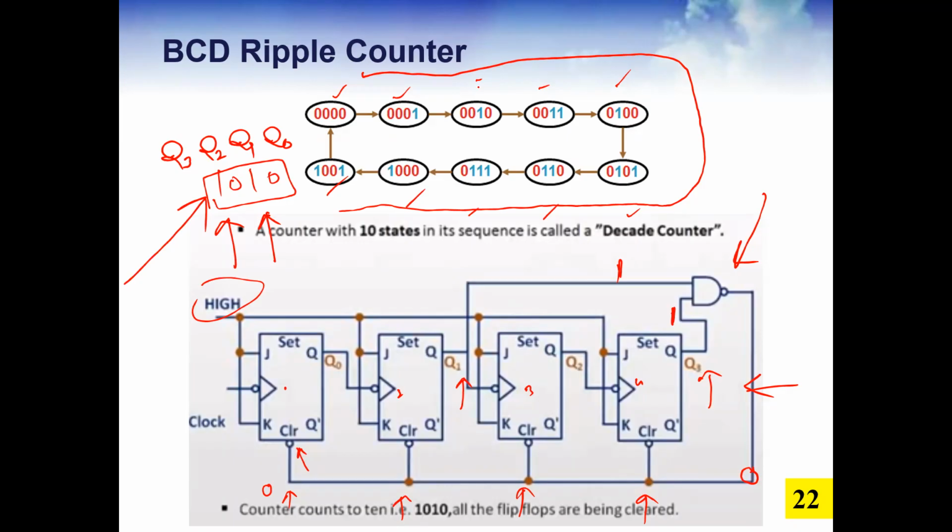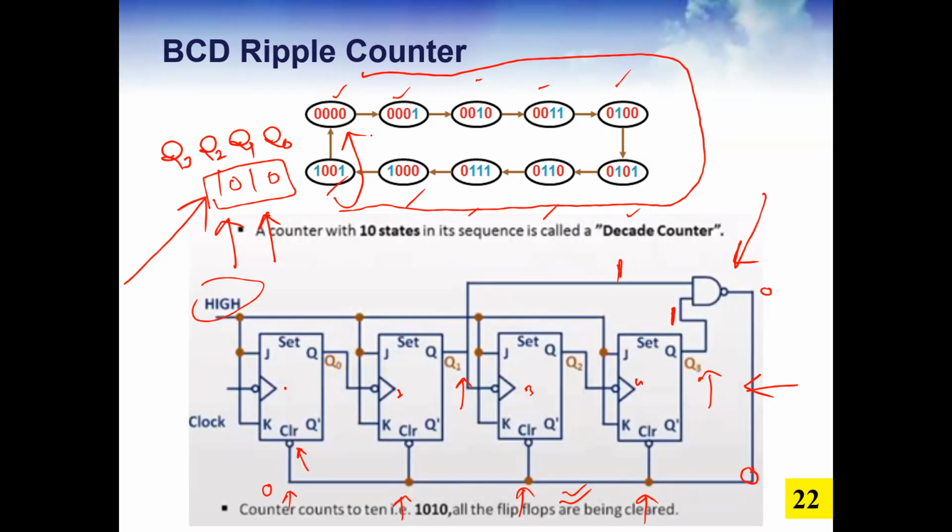So whenever both are 1 1, the NAND gate produces 0 at that time. When it produces a 0, it will quickly reset all the flip-flops, and it will go from 9 directly to 1 0 0 0, that is, the initial state. This is how we are forcefully resetting the counter before moving to the state 1 0 1 0. So this type of counter is called a decade counter because it has 10 states.